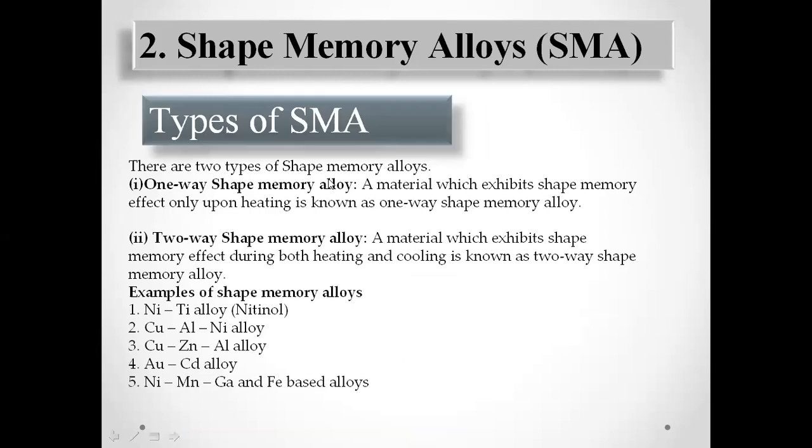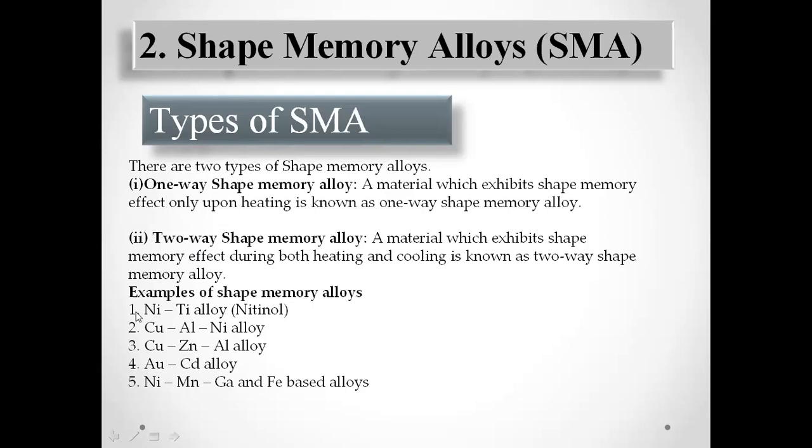And then the types of shape memory alloys. There are two different types: one is called one-way shape memory alloy, and another one is called two-way shape memory alloy. In a one-way shape memory alloy, it remembers the shape in one way only, either on heating or cooling. In two-way shape memory alloys, it remembers its shape both on heating and on cooling.